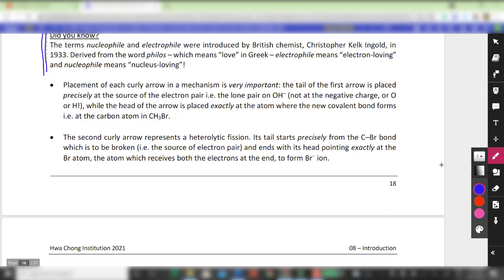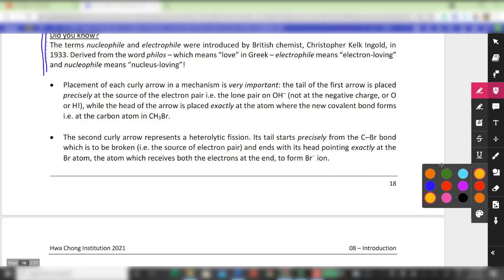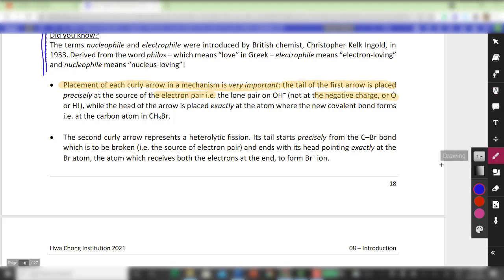Maybe here I want to point out, but again, it's only when you make mistakes that you learn. The placement of each curly arrow is very important in organic chem. The tail must start with either an electron pair or a pi bond, not the charge. Then you must point towards where the new bond is being formed.